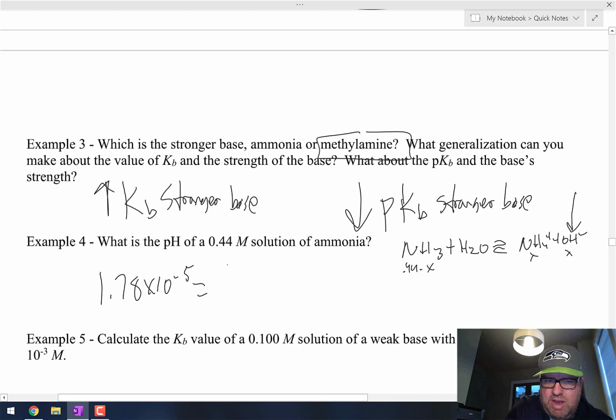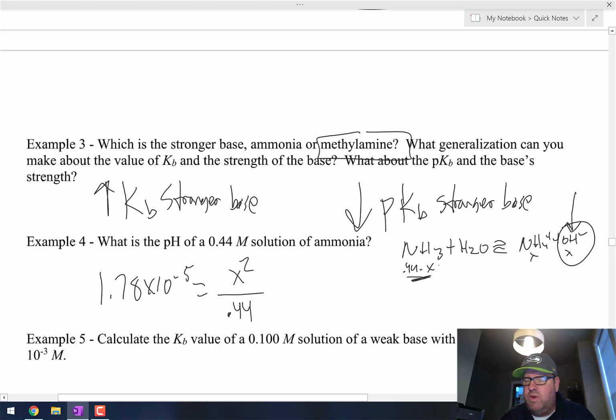And so again, to make the math easier, we're going to go X squared over 0.44. Okay, and now we're going to solve for X, and that's going to give us, even though we made this assumption here, a number really, really close to the actual hydroxide ion concentration. So 1.78 times 10 to the minus fifth times 0.44. And then I'm going to take the square root of that answer.